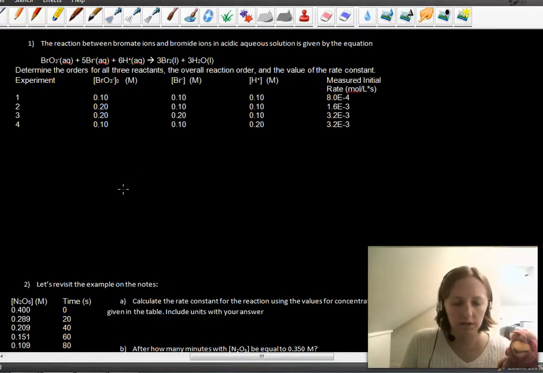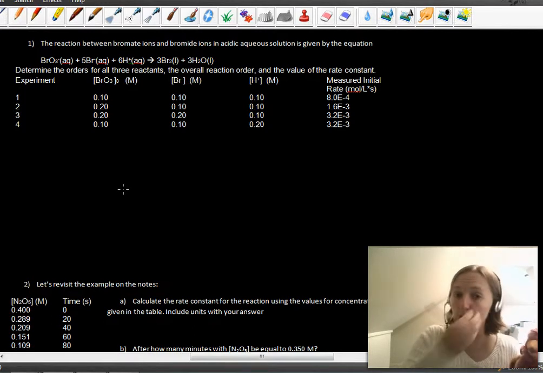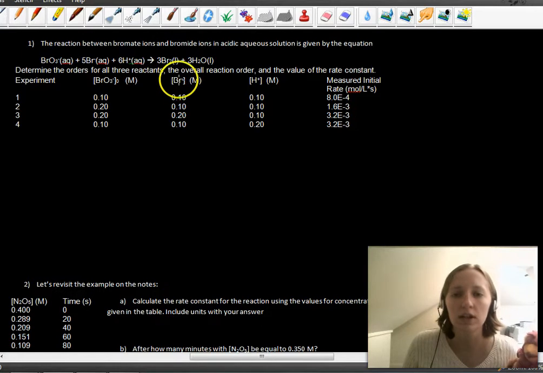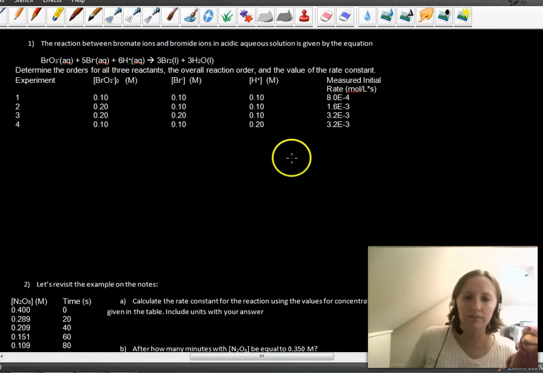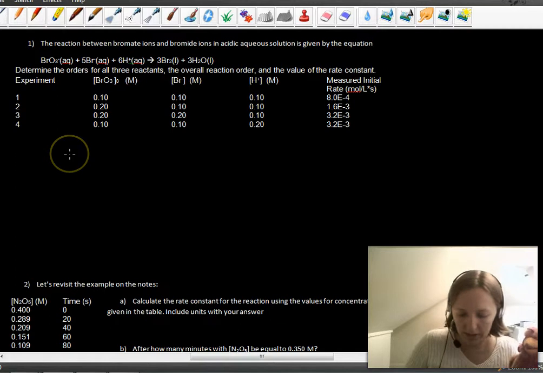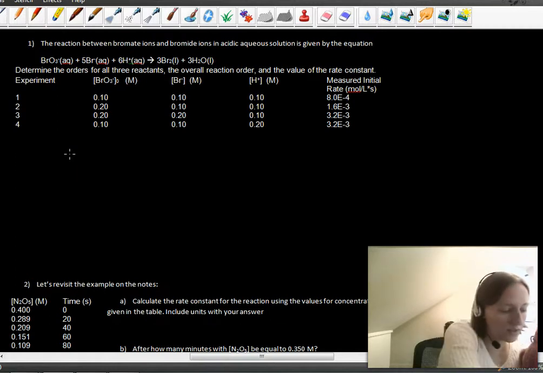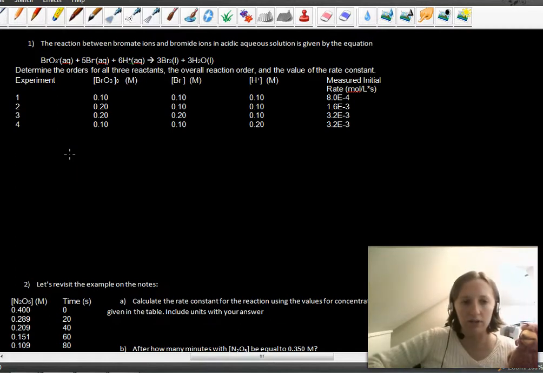All right, so here is problem 1 on the back of the notes, which reads, the reaction between bromate ions and bromide ions in acidic aqueous solution is given by this equation. Determine the orders for all 3 reactants, the overall reaction order, and the value of the rate constant. All right, so we've already discussed doing the first part of this, which is to figure out the order for each of the reactants. And that's doing the method of initial rates.